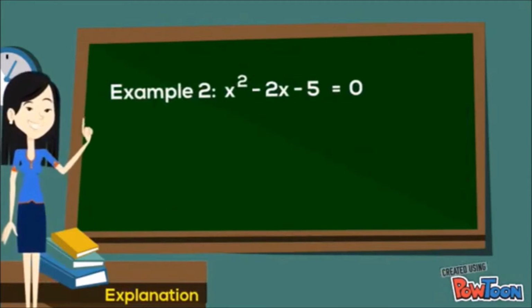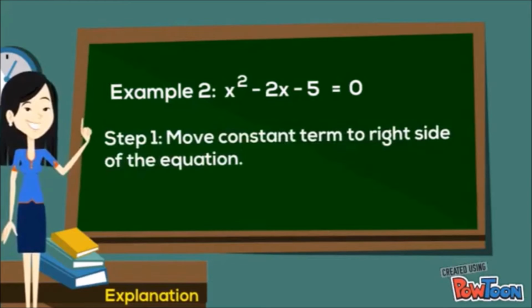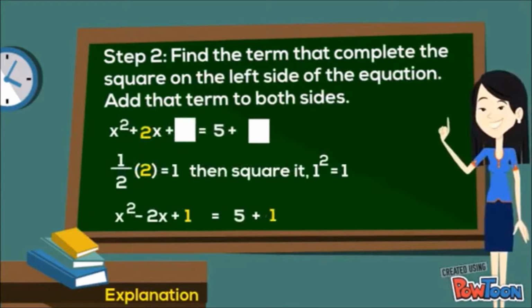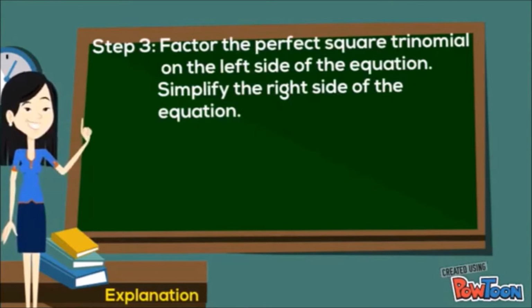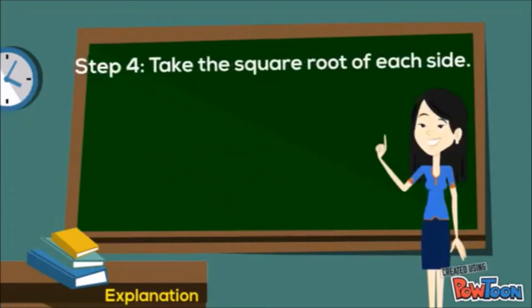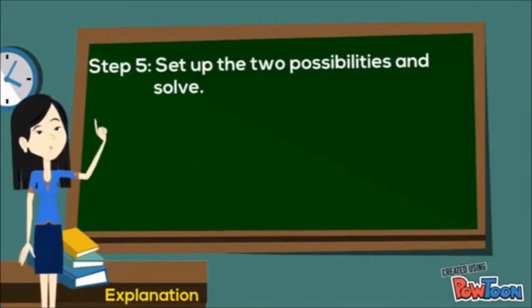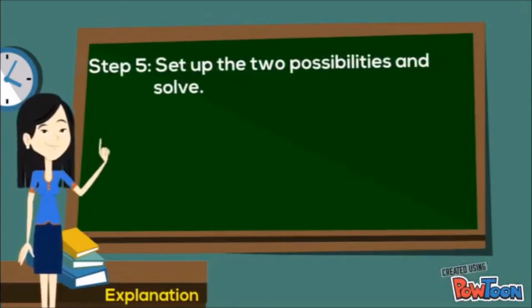For example number 2, again, step 1, move quadratic term and linear term to left side of the equation. Step 2, find the term that completes the square on the left side of the equation. Add the term to both sides. Step 3, factor the perfect square trinomial on the left side of the equation. Simplify the right side of the equation. Step 4, take the square root of each side. Step 5. Set up the two possibilities and solve.